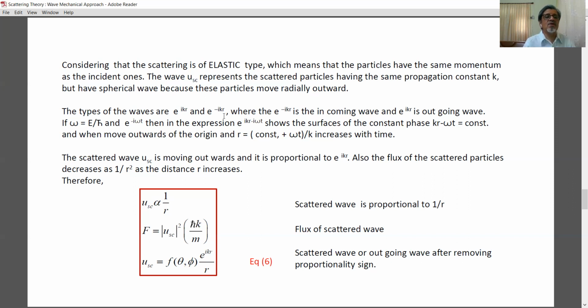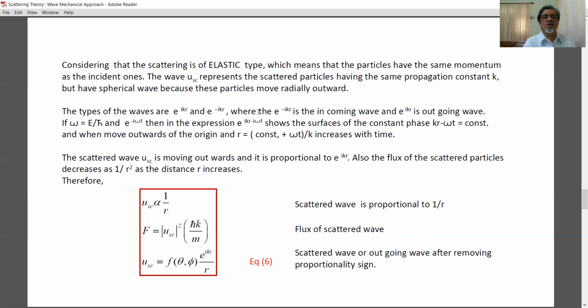we can establish this relation very easily, that E is equal to h cut omega, and e to the power minus i omega t. Then the expression e to the power ikr minus i omega t shows the surfaces of constant phase. And this is the phase factor that shows the surfaces of constant phase. That can be represented as kr minus omega t, and it is equal to constant.